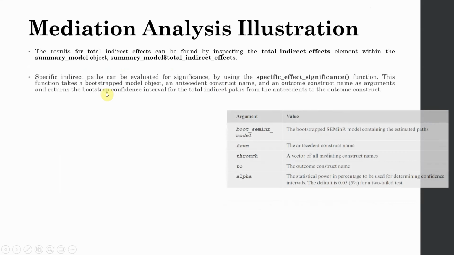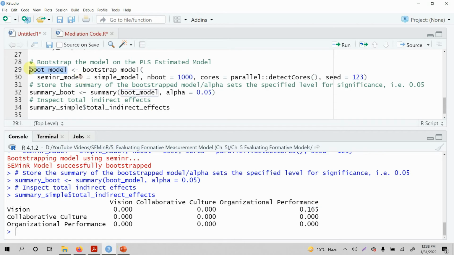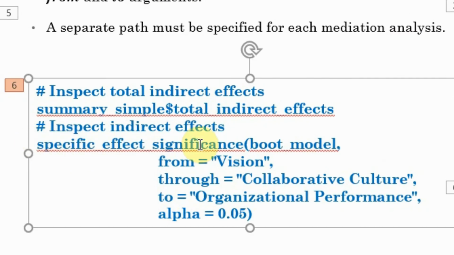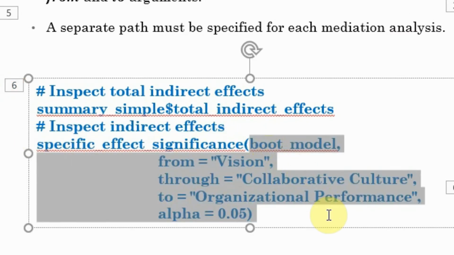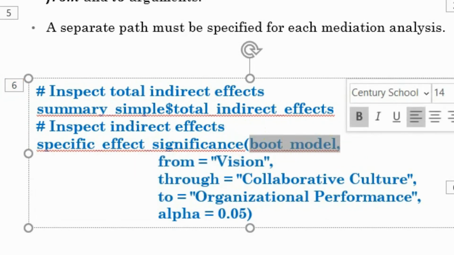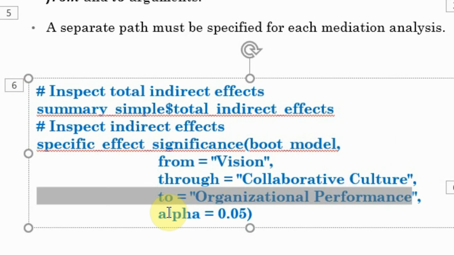Now let's briefly discuss the remaining theory as well. So specific indirect effects paths can be evaluated using this particular function. So this will take the bootstrapped model object. So where is your bootstrapped model object? If you go here, here is your bootstrapped model. Now specific indirect effects will take these arguments here. So this is the model, boot_model, that is boot_SEMinR_model, then comma, then your exogenous variable, then your mediator, then your dependent variable, and then your alpha value.